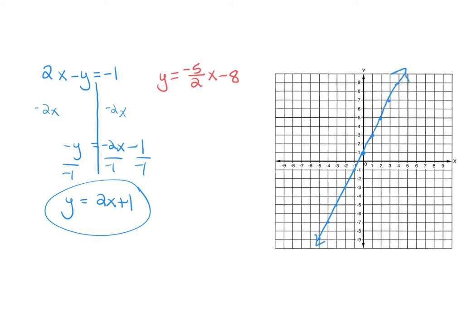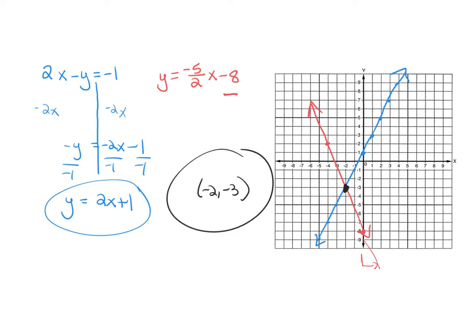Okay, next function, it's already in slope-intercept form, so I can just graph it. Let's start at negative 8, and down 5 over 2, so I can't go down and to the right, so I'm going to go backwards. Up 1, 2, 3, 4, 5, left 2, up 1, 2, 3, 4, 5, left 2, and then let's connect. So, where do they intersect? They intersect at this point, negative 2, negative 3. So that is the solution to this linear system.